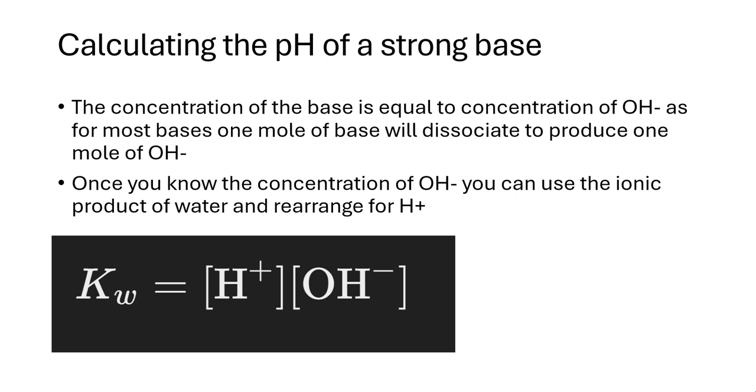So for most bases, one mole of base will dissociate to produce one mole of OH-. So then once you know the concentration of OH-, which will be the same as the concentration of the strong base here, you can use the ionic product of water and rearrange for H+. So let's say I had 0.1 mole NaOH. That means I have 0.1 mole concentration, by the way, I'm talking about mol per dm3, of OH-. And so I can put OH- here and Kw will be 1 times 10 to the power minus 14. And then I just rearrange for H+, so divide by OH- concentration, we're going to get concentration of H+, and then just do minus log10.